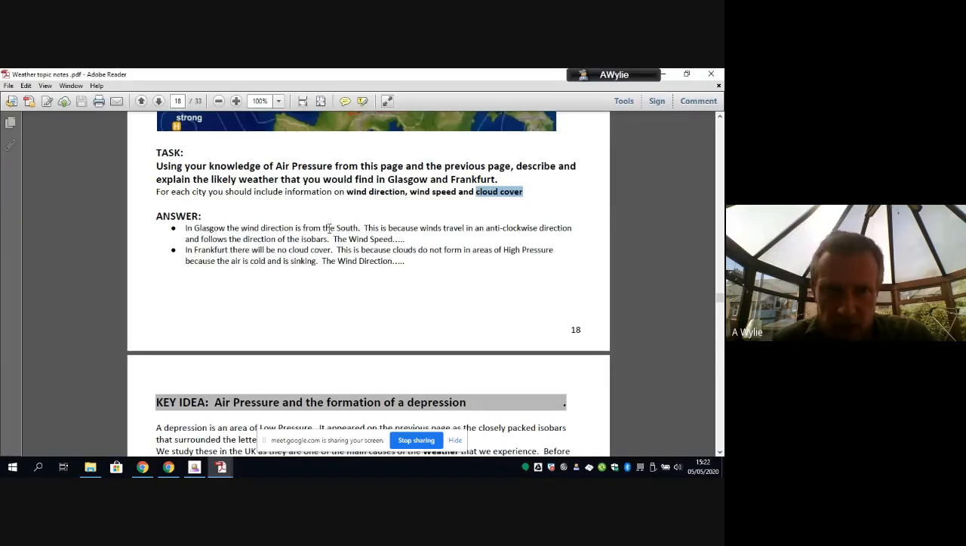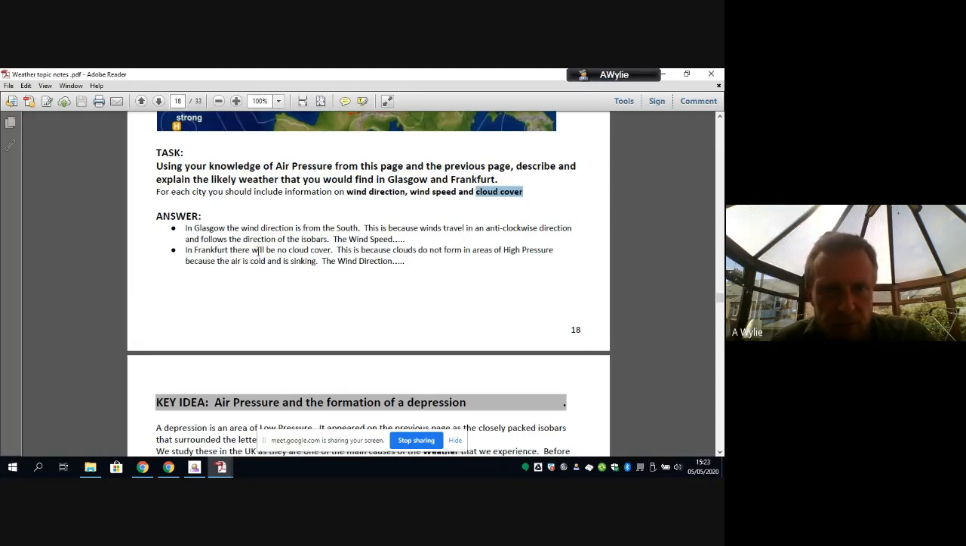I've done a little bit of Glasgow to get you started. So Glasgow, the wind direction is from the south. That's the description. And this is because wind travels in an anti-clockwise direction and follows the isobars. So that's the explanation. So you get 2 marks for that. So what is the wind speed in Glasgow and how do you know that? And what is the cloud cover in Glasgow and how do you know whether there's clouds or not?